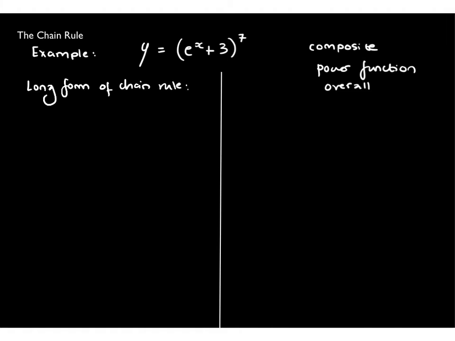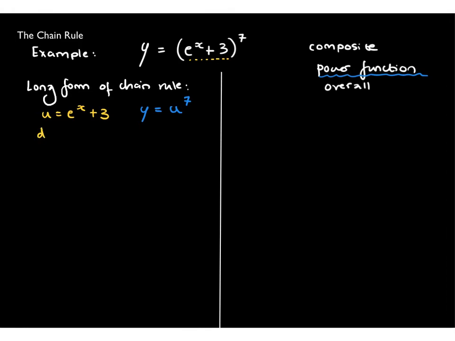And what is our inner function? Well, it's this. It's e to the x plus 3. So u equals e to the x plus 3. And what is y? Y is u being raised to the power of 7. And as soon as you write this down, you should then see why this is a power function. It's y equals something raised to a power. It's not y equals e to the power of something, which is an exponential format.